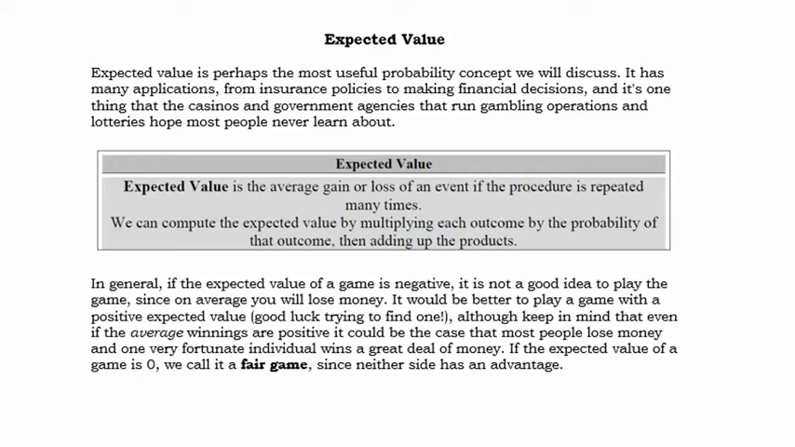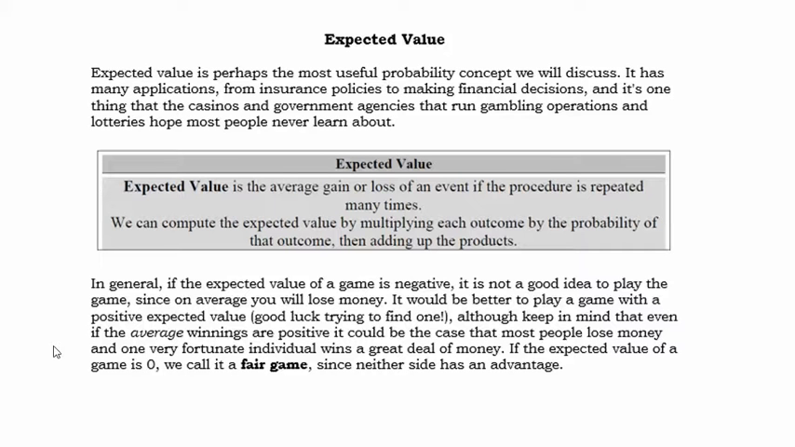We're going to look at some more examples of expected value. So remember, expected value is the average gain or loss of an event if the procedure is repeated many times. We can compute the expected value by multiplying each outcome by the probability of that outcome and then adding up those products. In general, if the expected value of a game is negative, it's not a good idea to play the game, since on average you'll lose money.